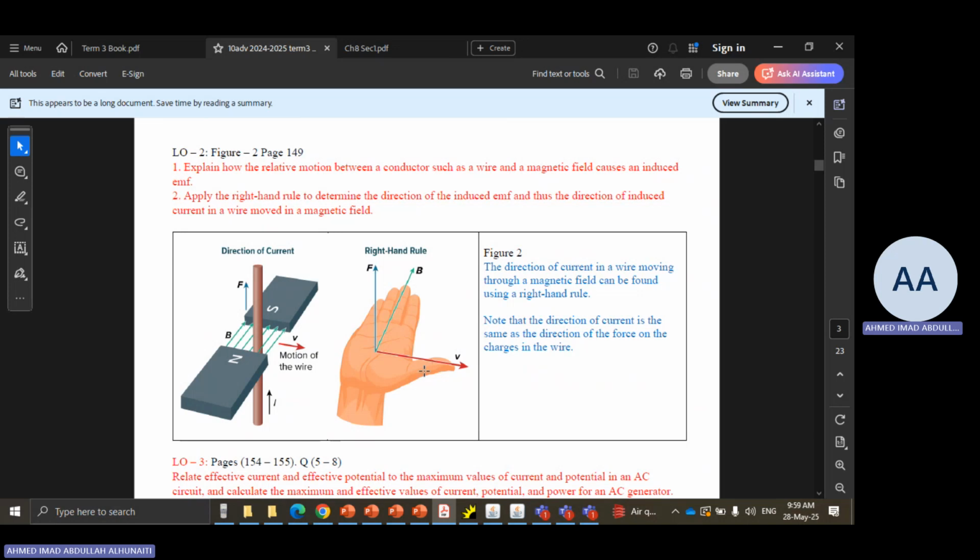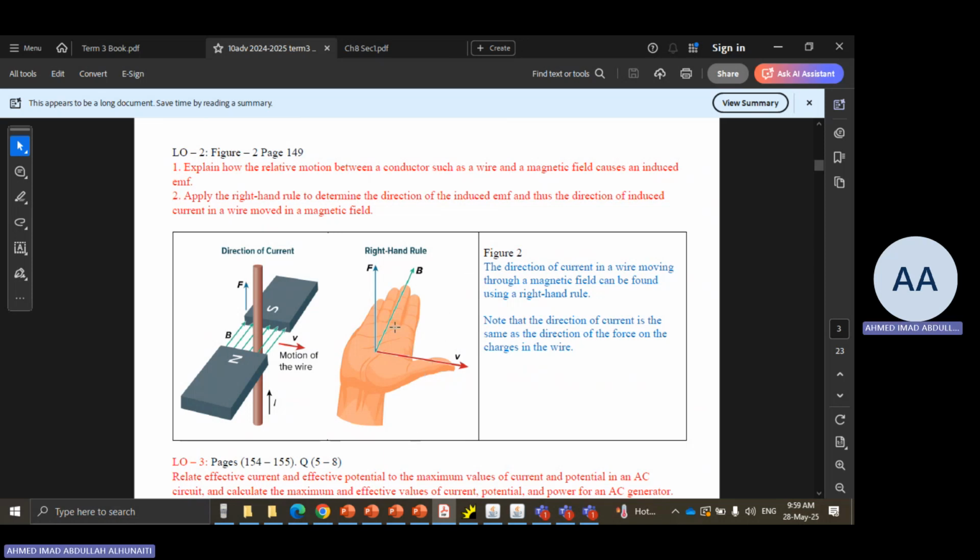To apply the right-hand rule to determine the direction of the induced EMF and thus the direction of the induced current in a wire moved in a magnetic field. So what's new here is how do I apply the right-hand rule? The right-hand rule is given here. Okay, this is the right-hand rule.